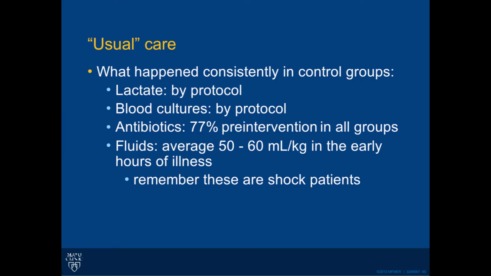So what happened in these 3 trials prior to their randomization in these trials? They'd already received a lactate, that's part of the protocol. They'd already had blood cultures drawn, that's part of the protocol. About 77% of them had already received broad-spectrum antibiotics. I would actually have hoped and expected that that would be higher. And then between the pre-randomization and early randomization phase, all of these patients had received really about 50 to 60 milliliters per kilogram of fluid, which is a lot of fluid. But remember that they're shock patients.